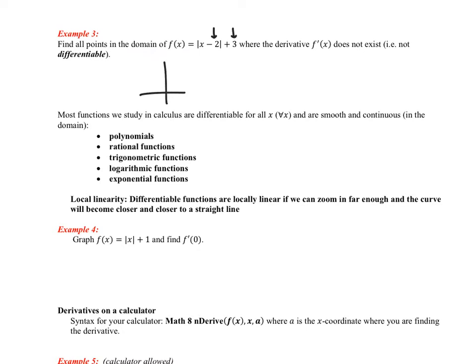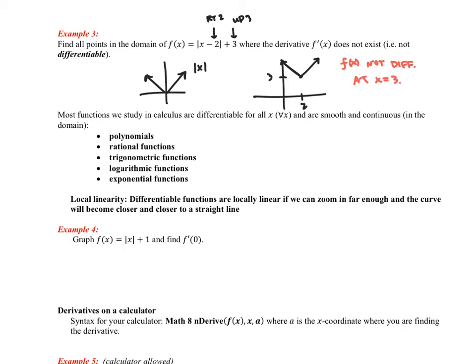So the parent function, absolute value of x, which looks like this, has been shifted to the right 2 units and up 3 units. Therefore, to the right 2, up 3, no change at all in its orientation. Therefore, the function f of x is not differentiable at x equals 3.